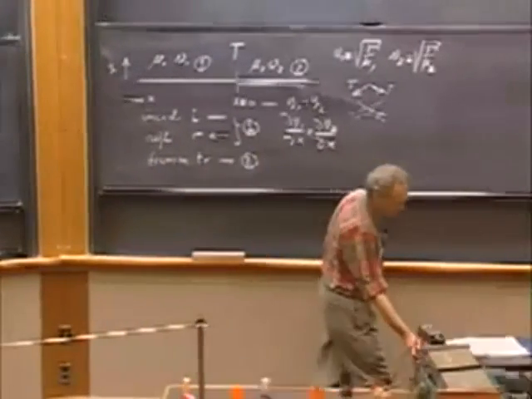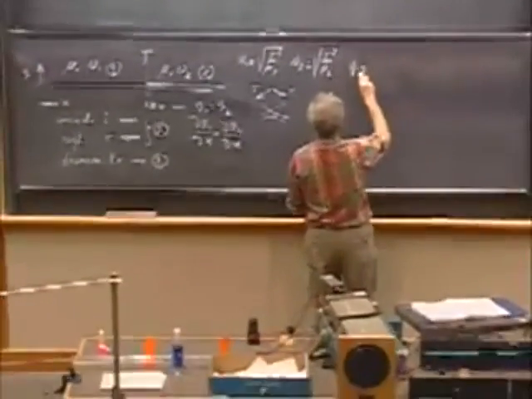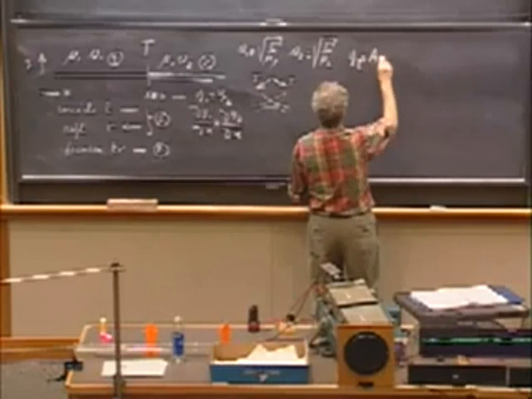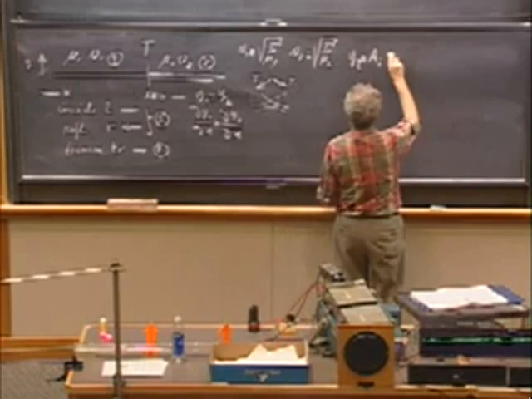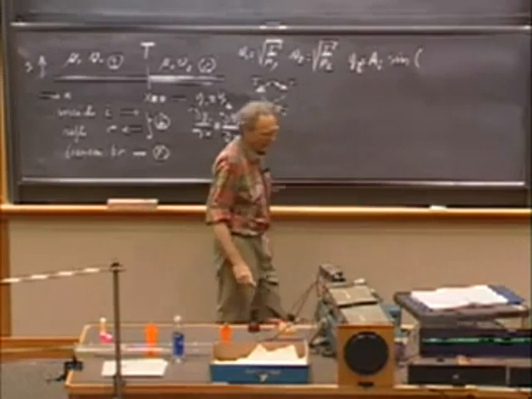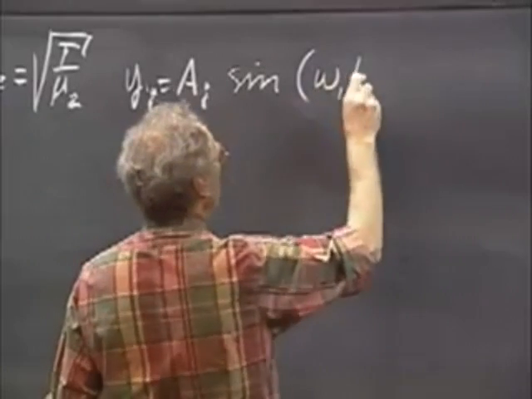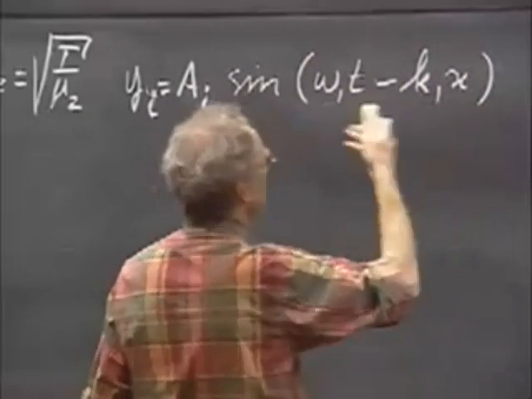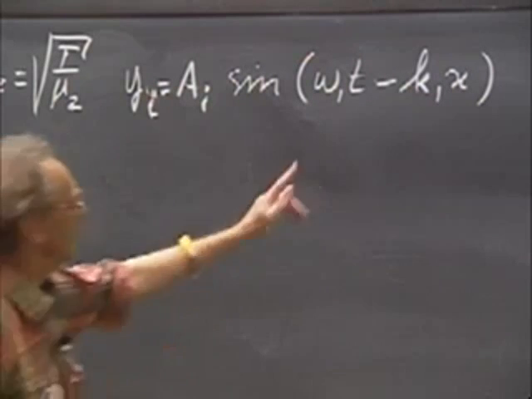It comes from the left. And so y1, y_I, the incident wave, has some amplitude A_I, that is the amplitude of the incident one, times the sine, and I can write that in many different ways, but I'm going to write this now as omega1 t minus k1 x. That's clearly a traveling wave that moves in the plus direction, because the signs are different.